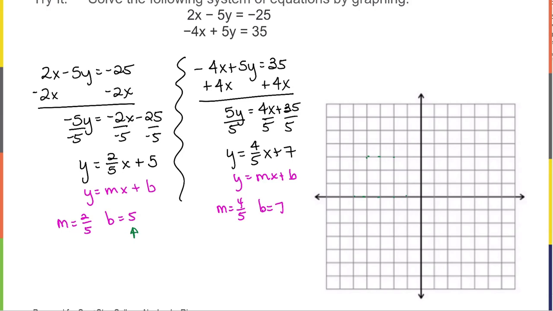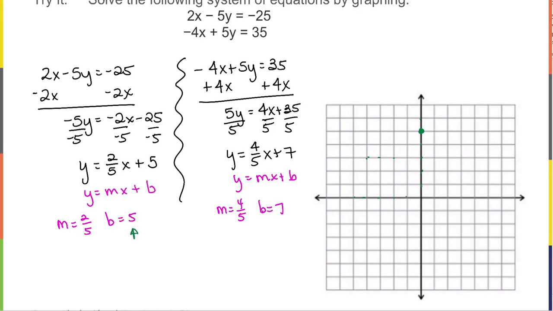So on the y-axis, I'm going to find 5. 1, 2, 3, 4, 5, and put a point. And then from there, I'm going to do the slope. The slope is 2/5, so I'm going to rise 2 and run 5.